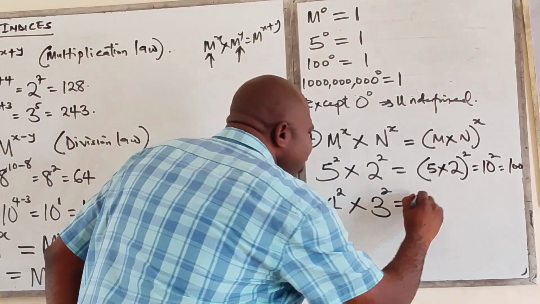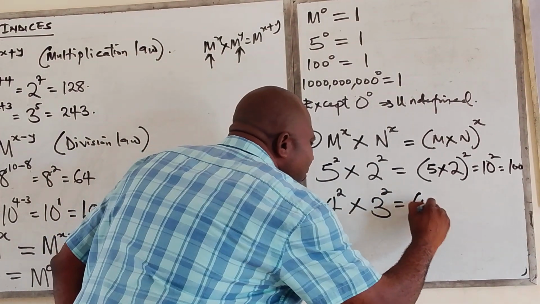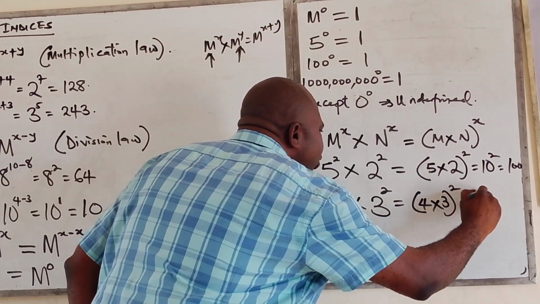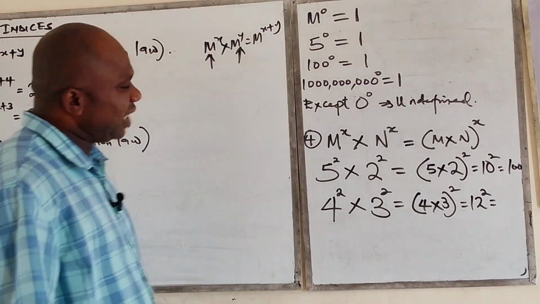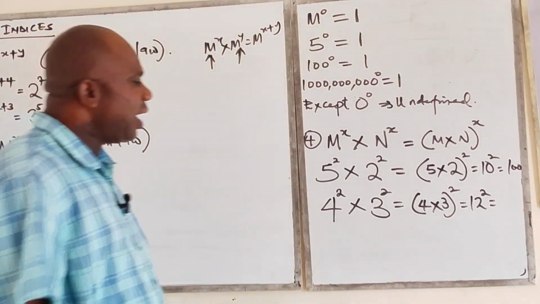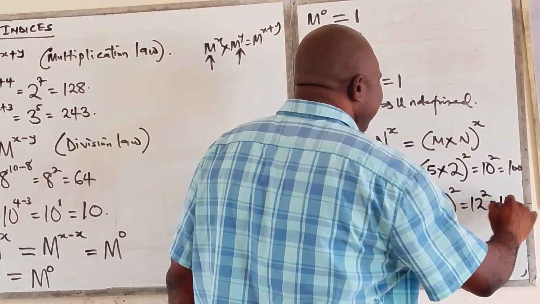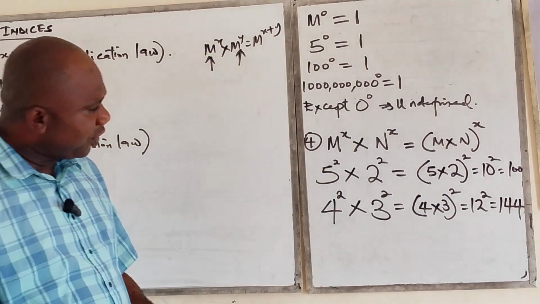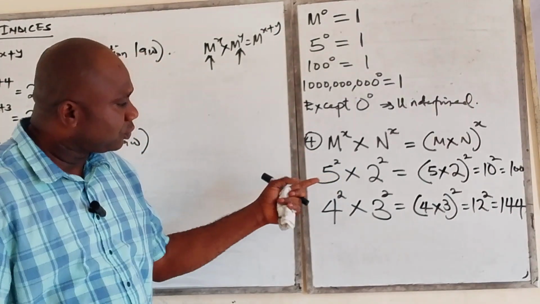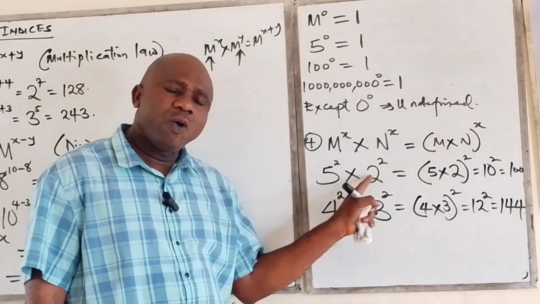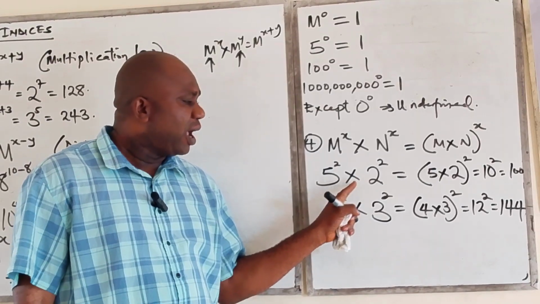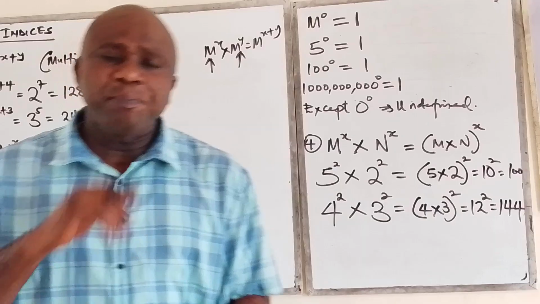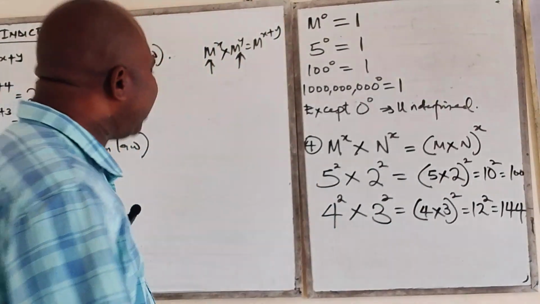So this is the same thing as saying you just multiply the bases. We have 4 times 3 all power 2. And that will give us 12 power 2. Of course, we all know that 12 power 2 is 12 times 12. And that will give us 144. So it therefore means that when you have an operation where the bases are not equal and the powers are equal and the operation is multiplication, you just have to multiply the bases and pick one of the powers. Now let's also look at another example.